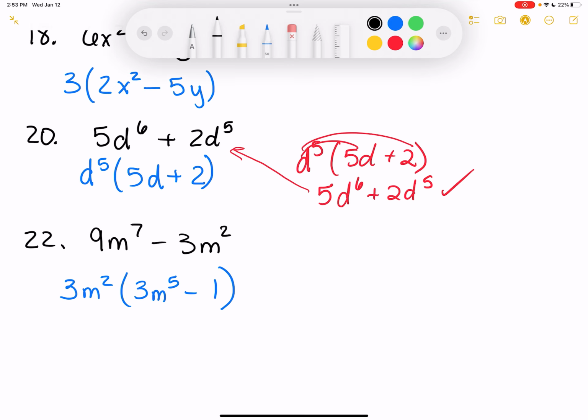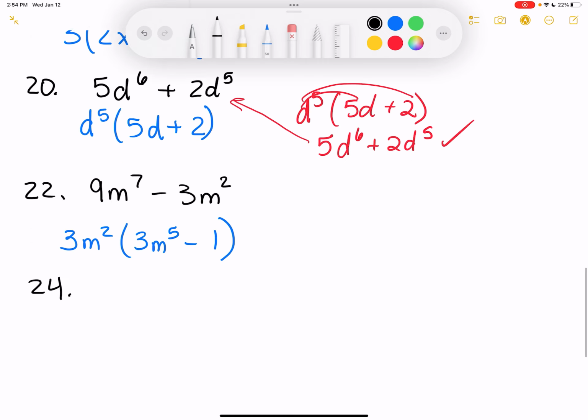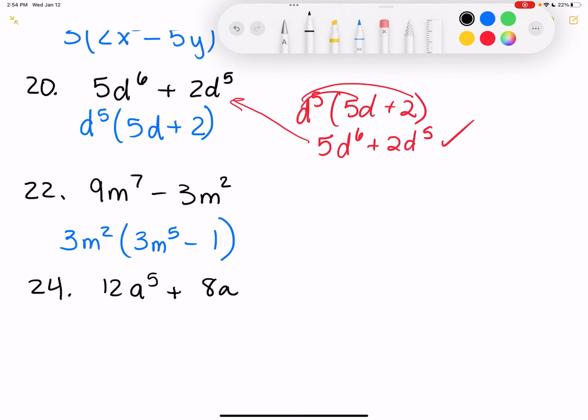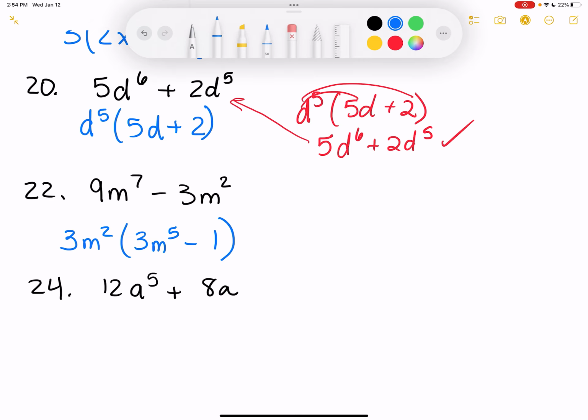Alright, I want you guys to try this one on your own. This will be the last one: 12a to the 5th plus 8a. Okay, so take a minute and try this one.